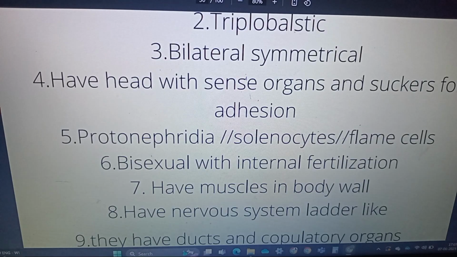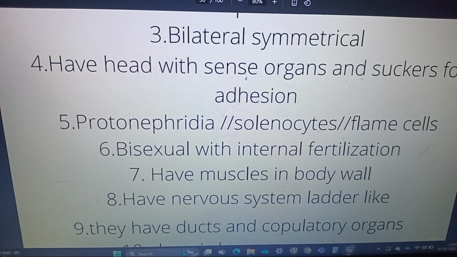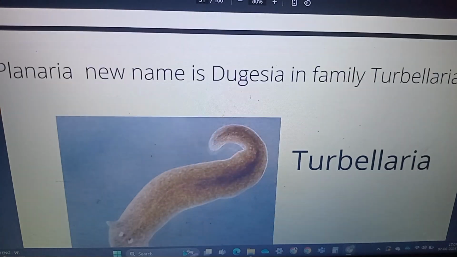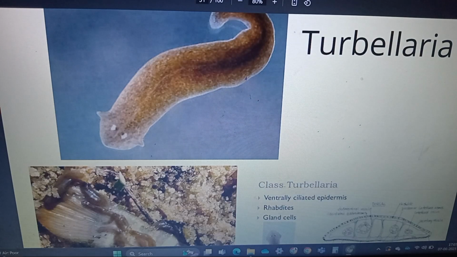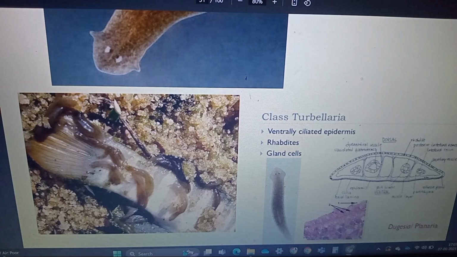They have organs like hooks and suckers for attachment to the host. Most of them are parasites in animals except this Dugesia, the planaria, which lives in the aquarium. It can infest the fish. There is presence of an incomplete digestive system because there is a mouth but there is no anus.